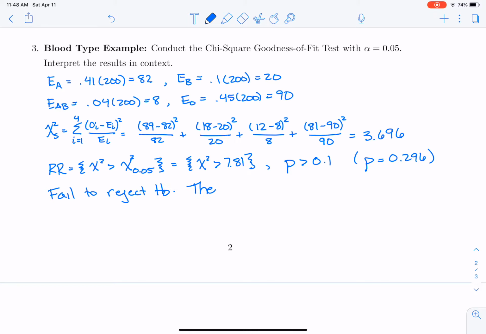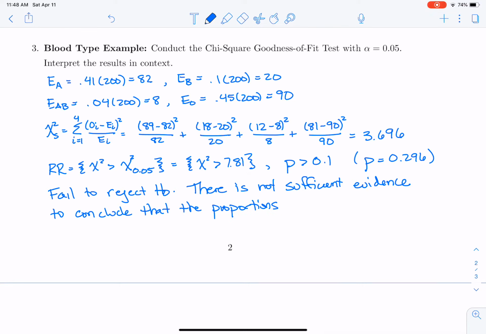So in this case, there is not sufficient evidence to conclude that the proportions of blood types are different than the historical ones.